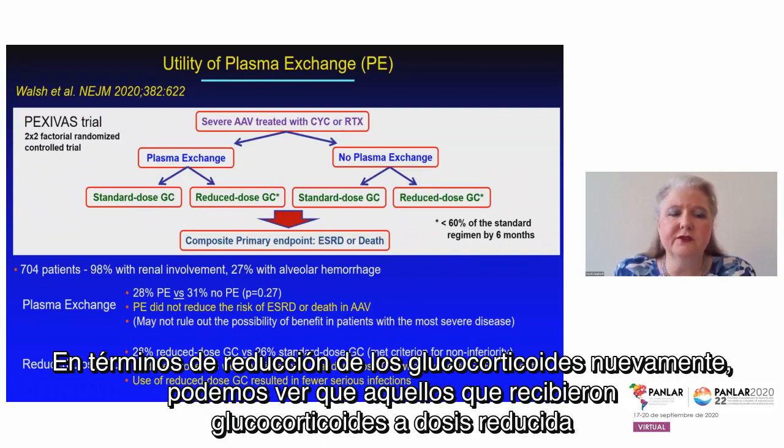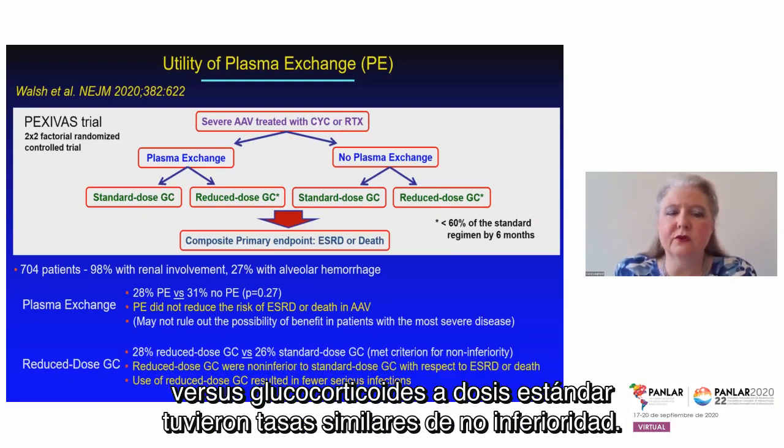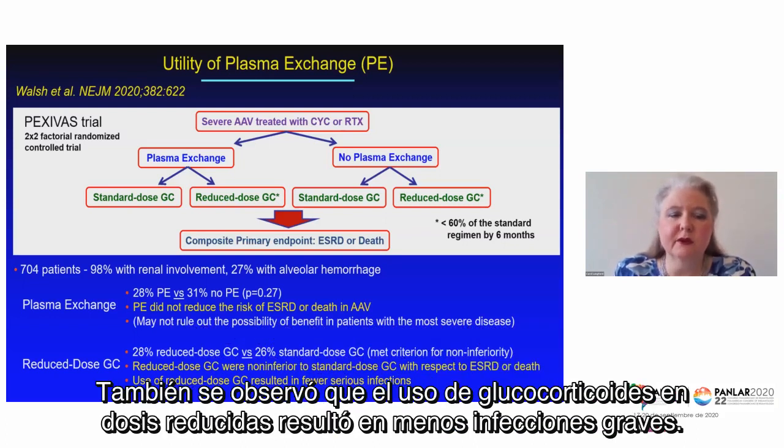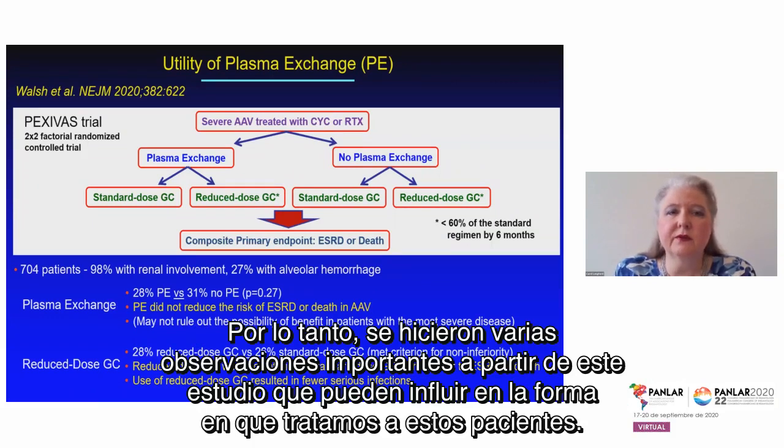In terms of reduced dose glucocorticoids, again, we can see that those who received reduced dose glucocorticoids versus standard dose glucocorticoids had similar rates of the non-inferiority. So reduced dose glucocorticoids were non-inferior to standard dose glucocorticoids with respect to end-stage renal disease or death. It was also observed that use of the reduced dose glucocorticoids resulted in fewer serious infections. Thus, there were a number of important observations made from this study that may influence how we treat these patients.